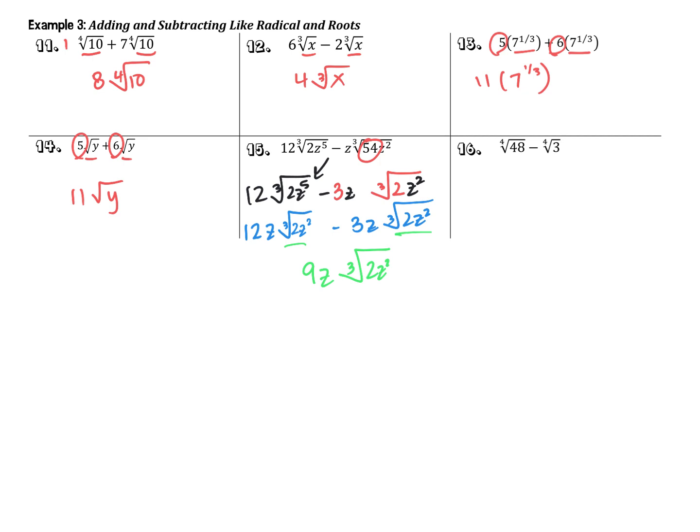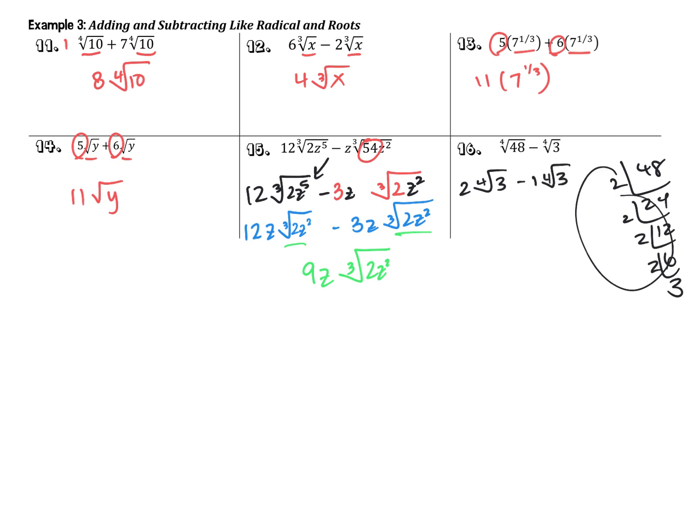And last but not least, 48, we're going to be able to simplify to be 2 times the 4th root of 3 minus 1 4th root of 3. So we have like radicands and indexes. So this is going to be 2 minus 1, which is just 1 times the 4th root of 3. So hopefully you're starting to feel confident in this. We're going to talk about one last thing, which is making sure we have our final answers written in simplest form, and what happens if we have a radical in the denominator.